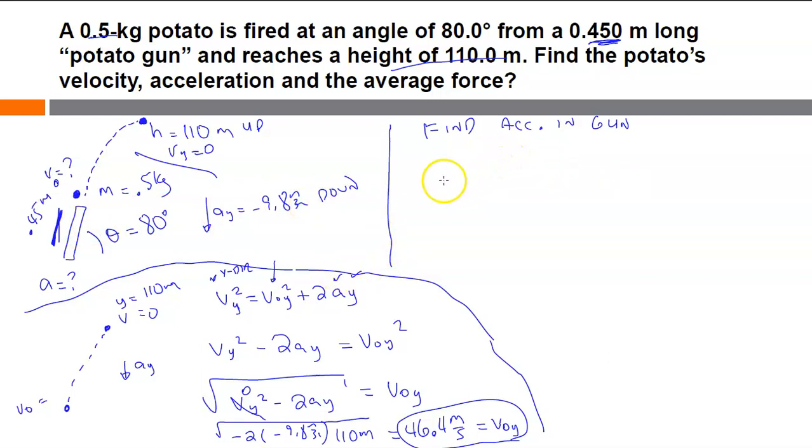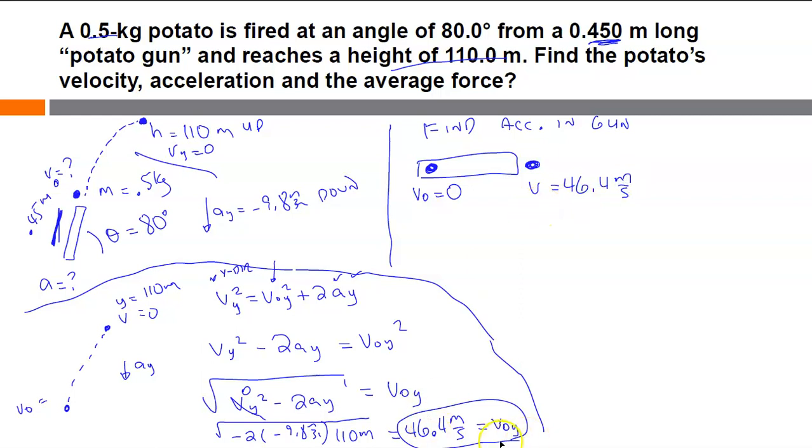When I think about the barrel of the gun, whether it's pointed up at 80 degrees or whether it's level, doesn't really matter. Here is my potato gun. Here is the potato before I fire it. Here's when it pops out. And before I fire it, the velocity is 0. And when it pops out, we just found it's going 46.4 meters per second.